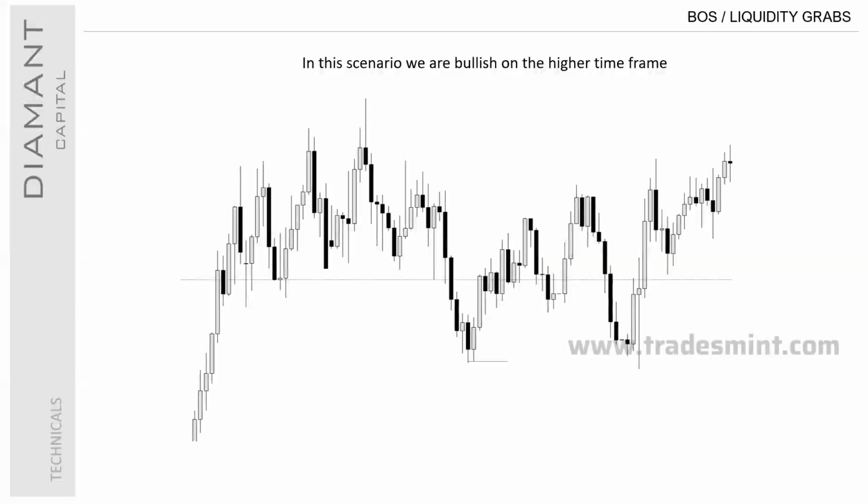So we're going to be looking at this example right here. In this scenario, we're bullish on the higher time frame. This is just a screenshot on the 1 hour chart, for example, but I believe this was for Euro USD. On the 4 hour and the daily time frame, we're bullish. So we're only looking for buys, because we're in bullish market structure.